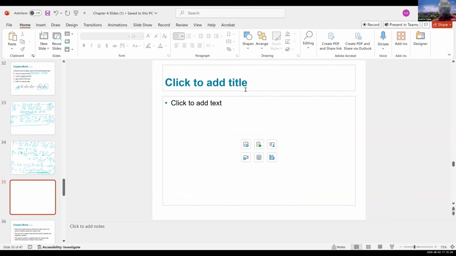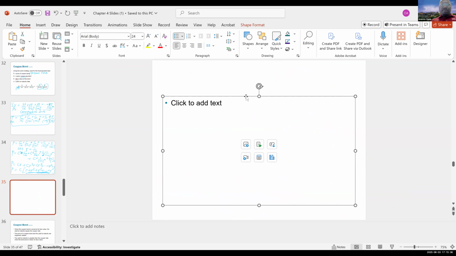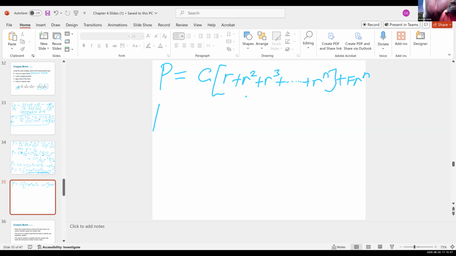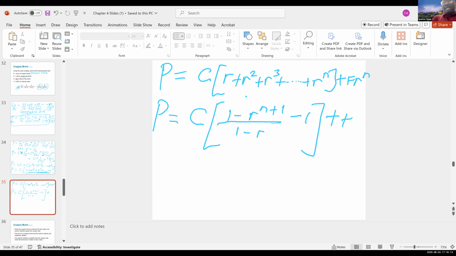So that means we can summarize that here as well. So for a coupon bond, first of all, we're saying that P equals C times R plus R squared plus R cubed, going out to R to the power N, then plus F R to the power N. And we already showed earlier, in the handout, that P equals C times whatever is in the bracket, which sums to 1 minus R to the power N plus 1, divided by 1 minus R, but then you have to subtract 1 from it. But we have to add the last term.